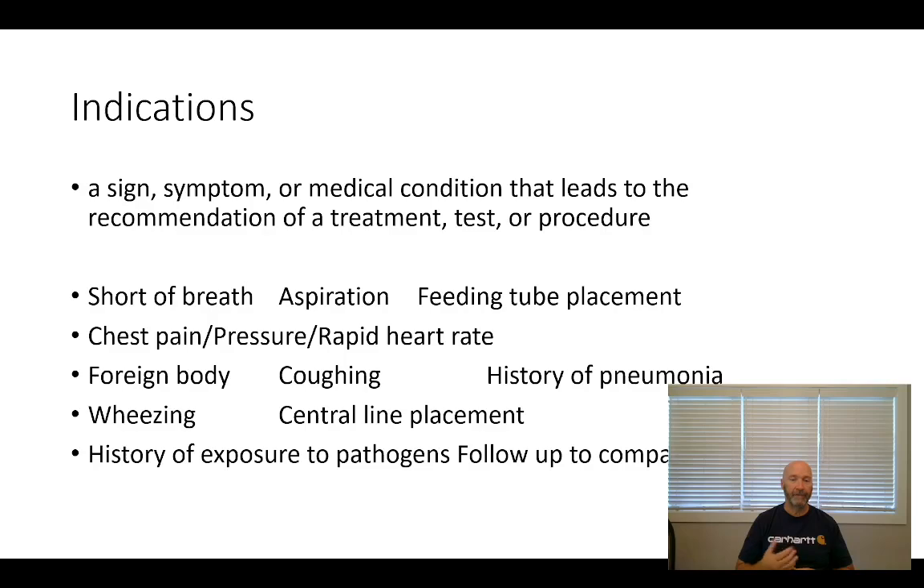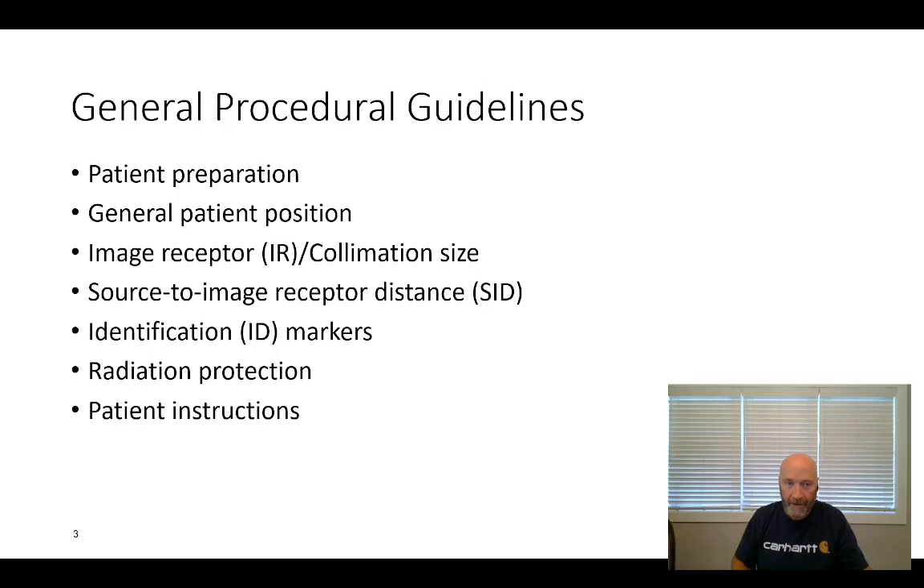But also history of exposure to pathogens, like potentially any kind of caustic chemical that may cause what they would refer to as consolidation, all the way up to maybe the patient had asbestos exposure and they've got asbestosis, or potentially what they're looking for is follow-up in comparison to previous views to see if the patient's getting any better. So a lot of different reasons for potentially shooting a chest X-ray. It's not a comprehensive list. That's just some examples.